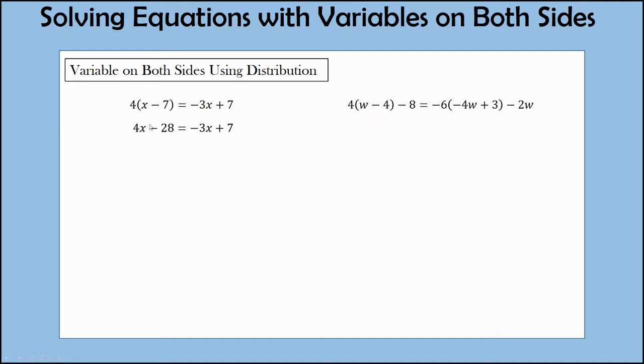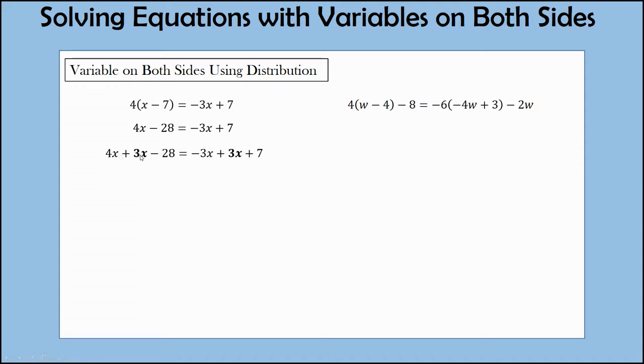Okay, I have a variable term on the left, 4x, and one on the right, negative 3x. One of them I got to make a zero. So I'm going to add 3x to both sides. Negative 3x plus positive 3x, that's a 0. 4x plus 3x, these are like terms. So now I put these two together.